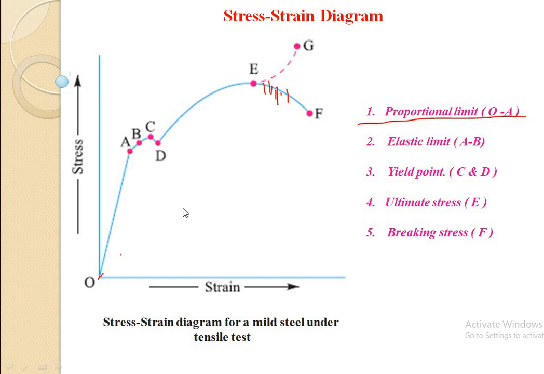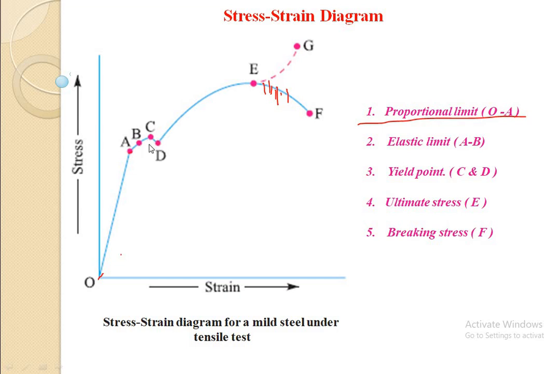Point B is known as the elastic limit point, which means from O to B the material will be in the elastic limit. Point C is known as the upper yield point: up to point B the material will be in the elastic stage, and beyond point B the material will enter into the plastic stage. The yielding takes place at point C, that's why it is known as the upper yield point, and D is known as the lower yield point.